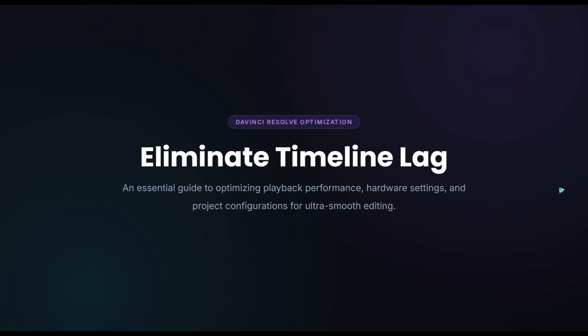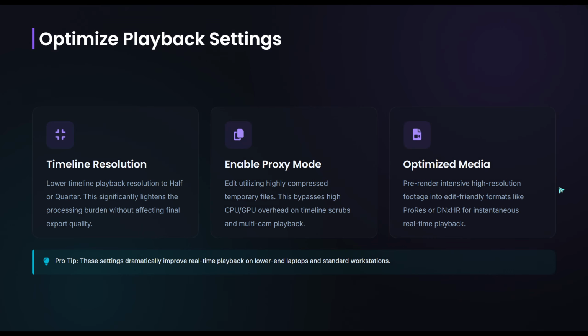First, optimize playback performance. A great place to start is lowering your timeline playback resolution to half or quarter. This reduces how much your computer has to process in real time, which can make playback much smoother without changing your final export quality. You should also enable proxy mode for easier editing, especially if your footage is demanding. Along with that, using optimized media can help a lot when working with high-resolution clips. And while you're editing, make sure to close unnecessary background applications so more of your system resources are available for Resolve. These changes are especially useful on lower-end computers.